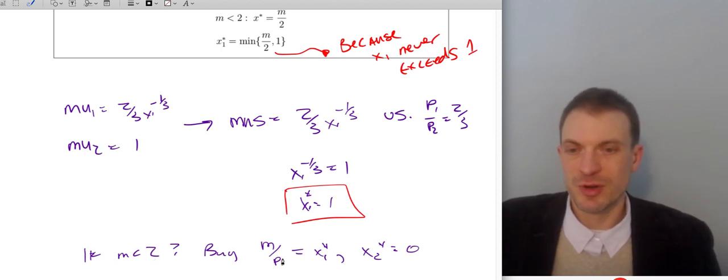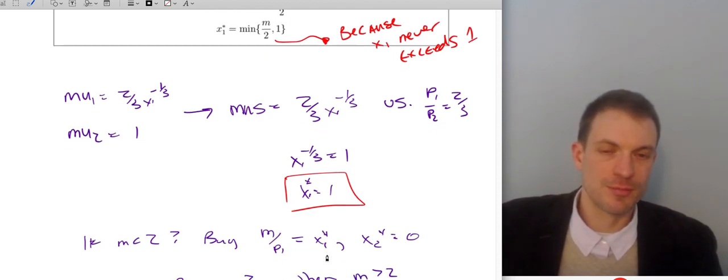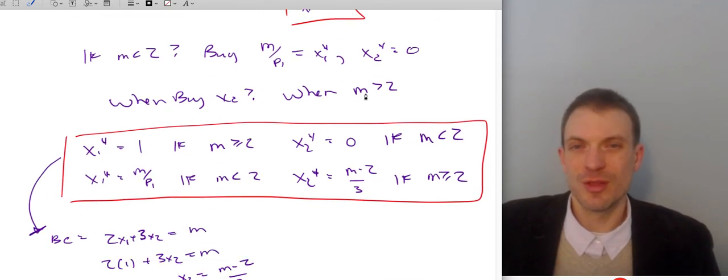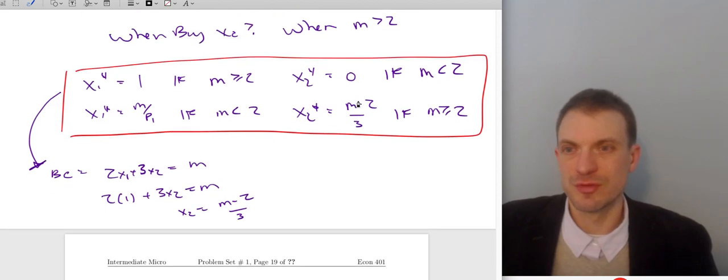Well, Bob's going to buy as much of good 1 as Bob can. So M divided by P1 is going to be Bob's demand for good 1. And then Bob's not going to buy any of good 2. When will Bob buy good 2? Well, when income exceeds the amount that Bob needs to get 1 unit of good 2.